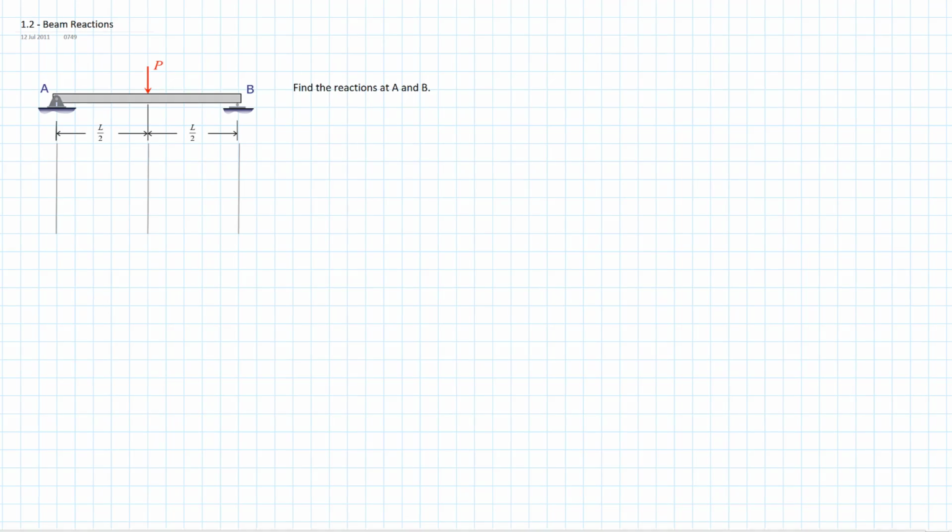Of course, we should always have our name at the top of the page. So I'll put it up here. I'll just use my initials to keep it short, but we should have our name. And to be fair, you should probably also identify how many pages and what page this is. And I'm sure we can wrap this up in a single page. So the problem itself says to find the reactions at A and B.